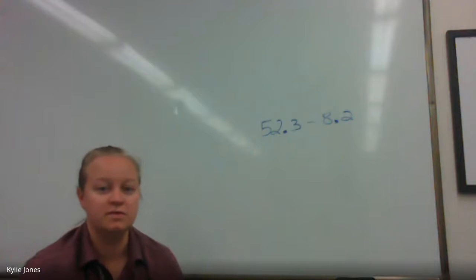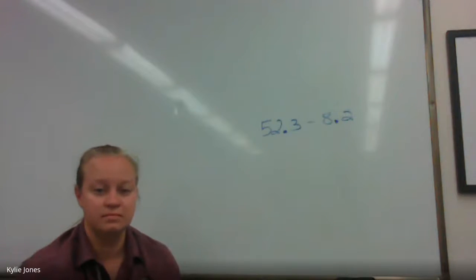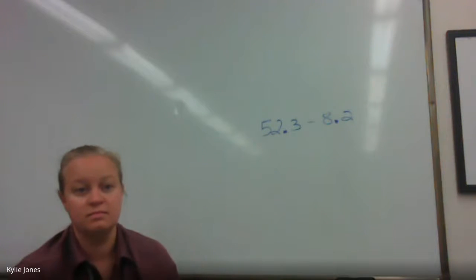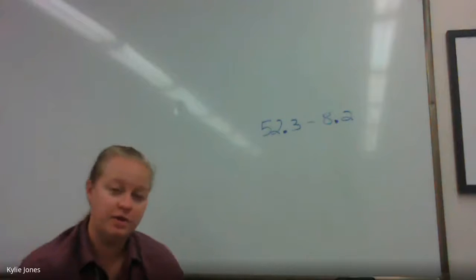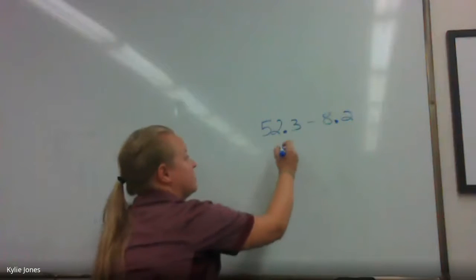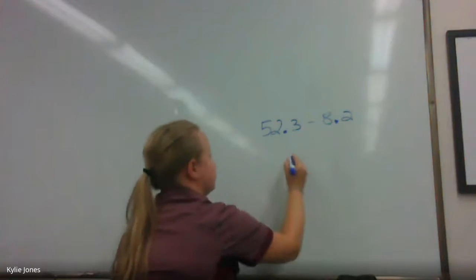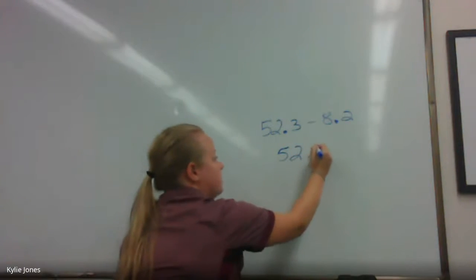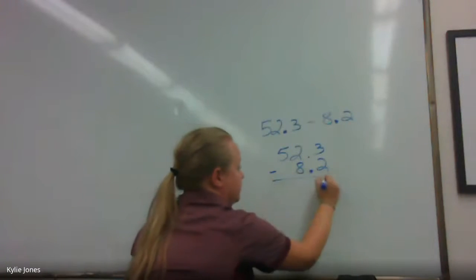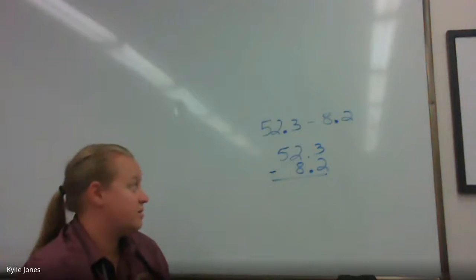Good, I'm seeing the same answer from you guys. Okay, cool. You guys all got the same answer, so I'll just go over this one. First step, line up your decimals. Let's write that again. 52 and 3/10 minus 8 and 2/10. After you line them up, subtract like normal.